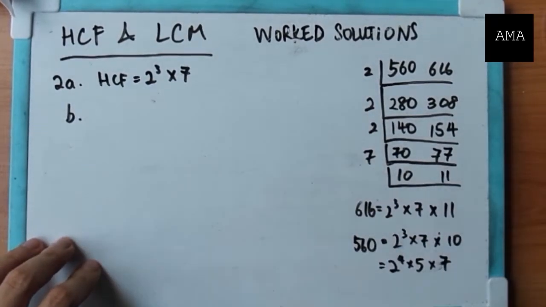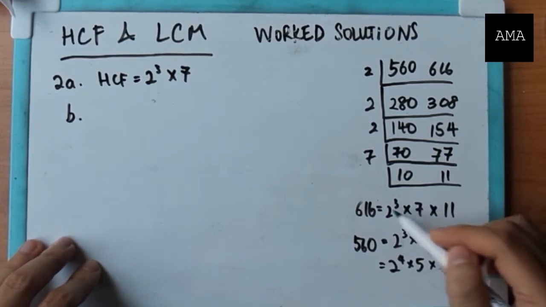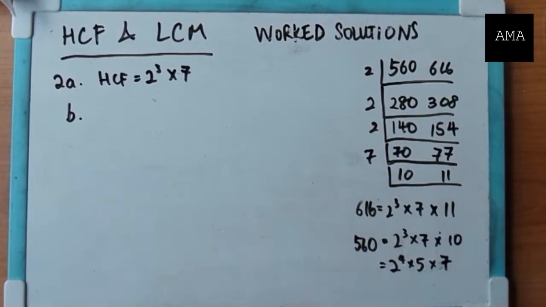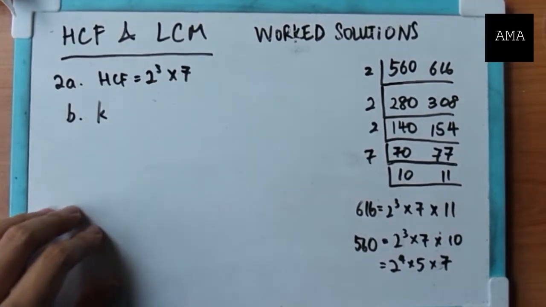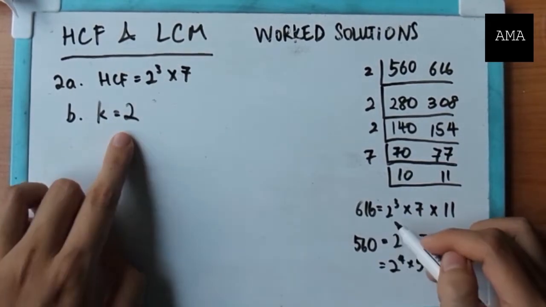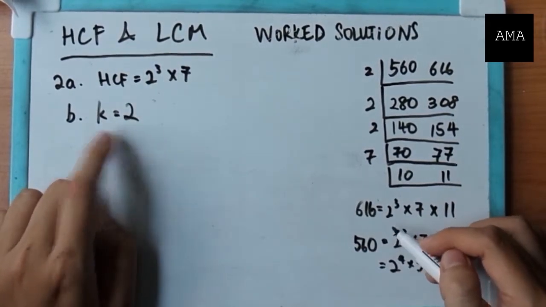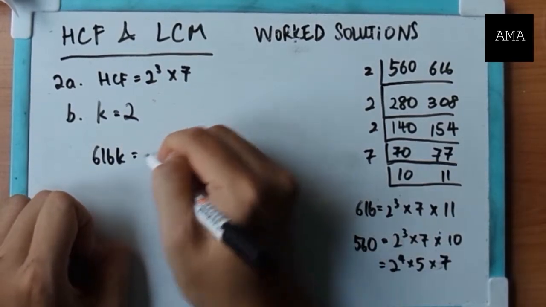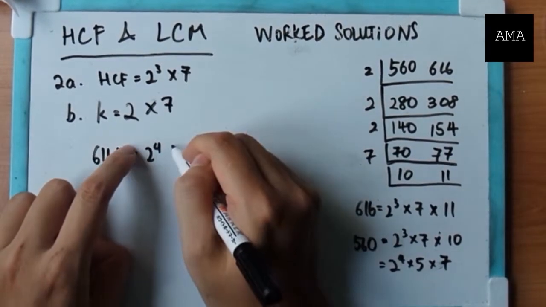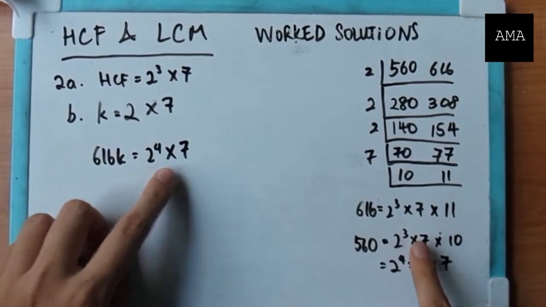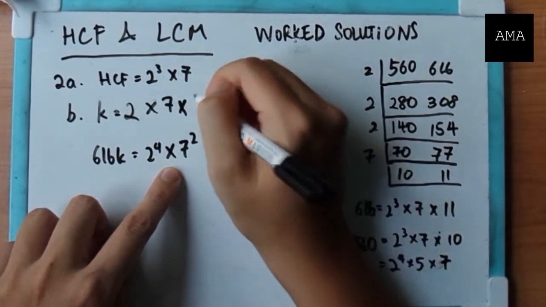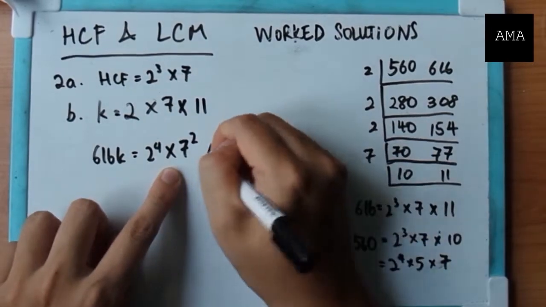Now, to get a square number, you must have a power that is divisible by 2. So if you want to do a cubic number, the power must be divisible by 3. Okay? So let k be this number. I need 2 times 2, so that I will get 2 to the power of 4, correct? 616k would be 2 to the power of 4, okay? So now 7 is still odd, so I need to times 7. So 616k would be times 7 squared, right? Then I need to times 11 because 11 is also an odd power here.